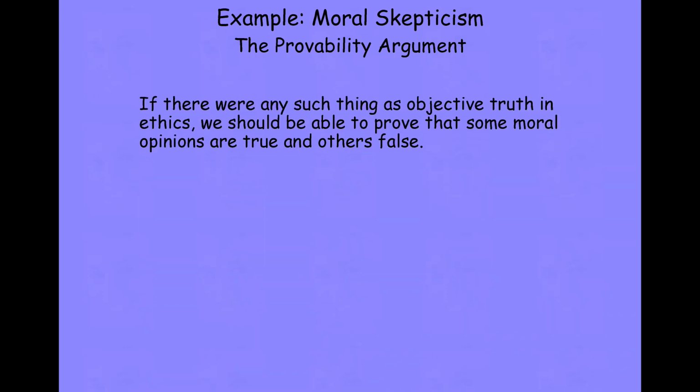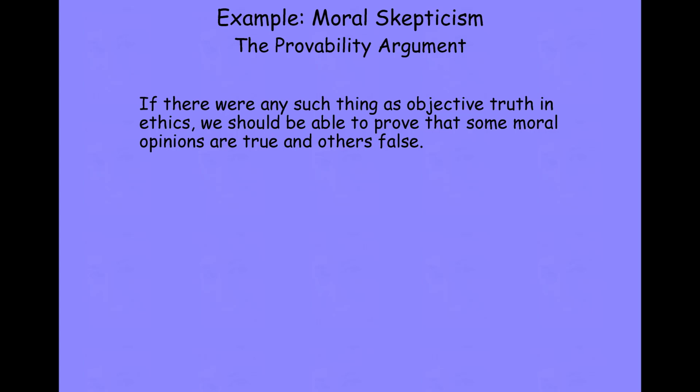Let's take a look at the second argument that Rachels offers up in favor of moral skepticism. He calls this argument the provability argument. And this argument goes as follows. If there were any such thing as an objective truth in ethics, we should be able to prove that some moral opinions are true and that others are false.